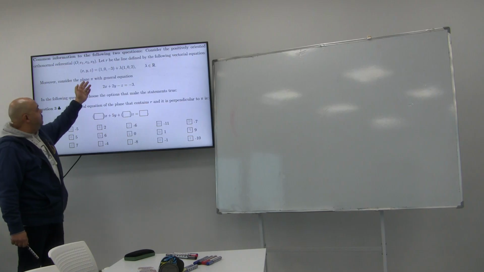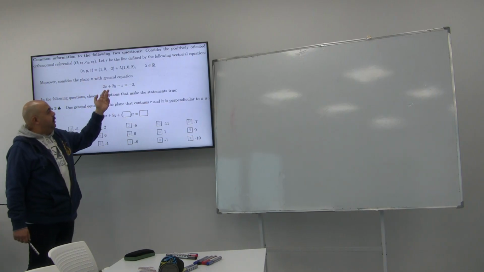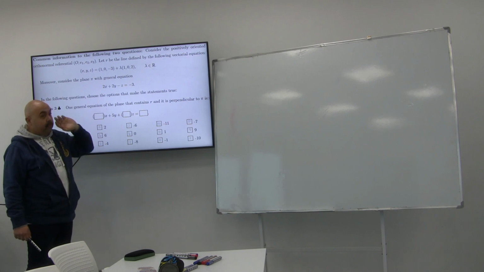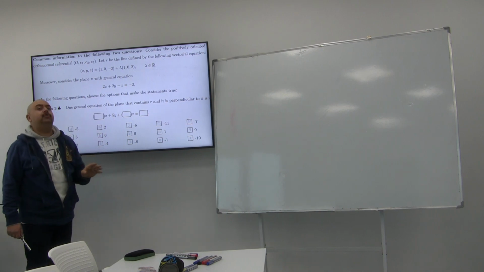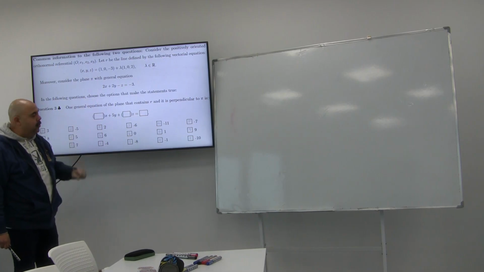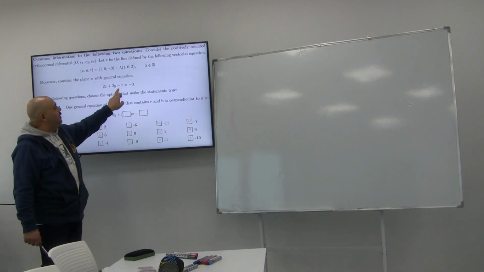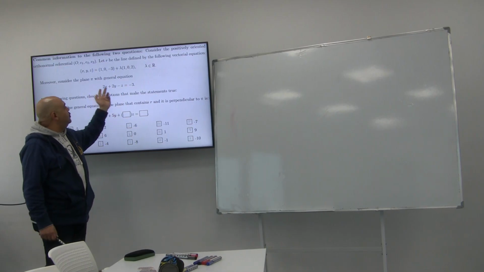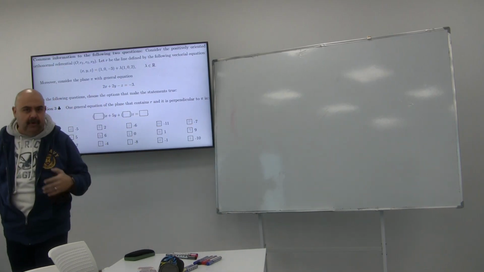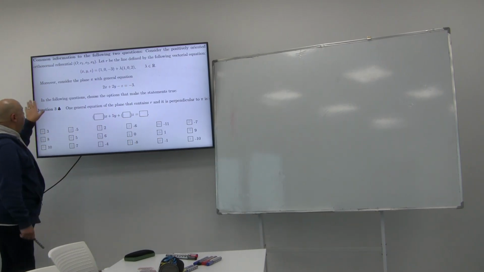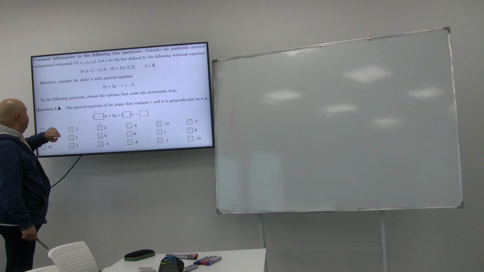Moreover, consider the plane pi with general equation. He's giving you the equation of the plane. And of course, once you go through chapter 8 once more, just by a look you will know that (2, 2, -1) is the normal vector. You can find any point that you want within this plane. It's really very easy to find. And these are the givens.